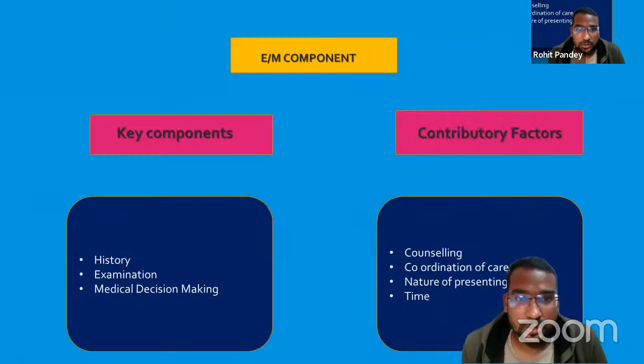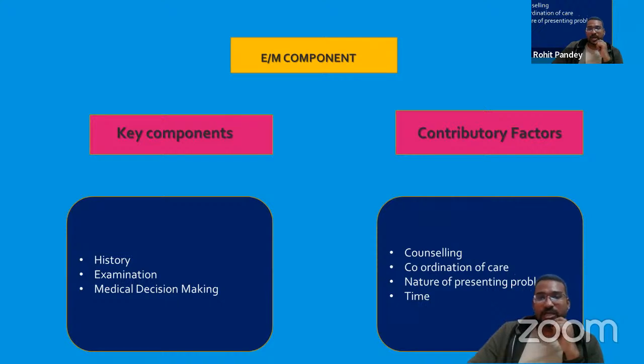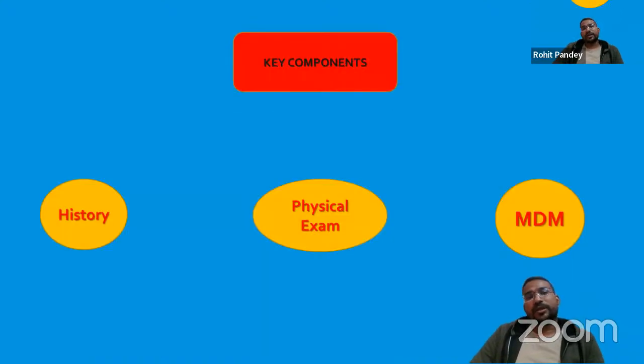So let's go to E/M components. I already completed this topic in different videos as well. So E/M components, key components: history, examination, medical decision making, contributory factors, counseling, coordination of care, nature of presenting problem and time. Key components: history, physical examination, and MDM.